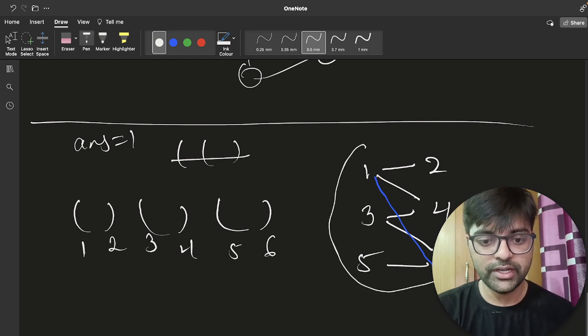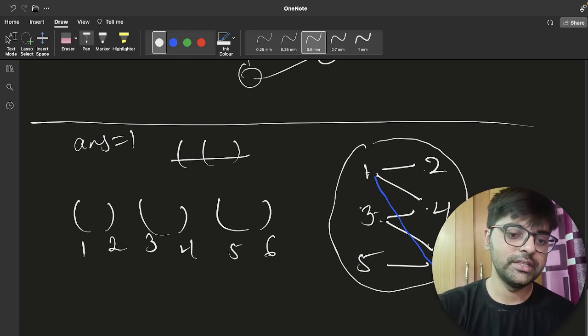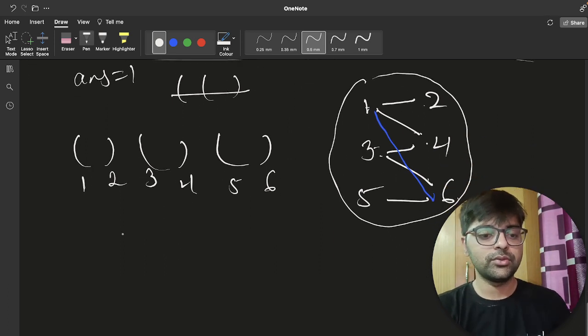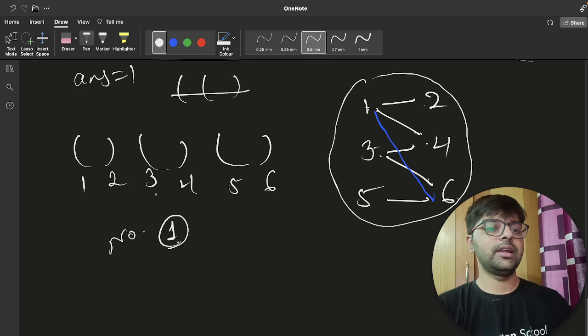So here, can you find the number of connected components? 1 is connected to 2, 1 is connected to 4, 3 is connected to 4, 3 is connected to 6. So all are connected to each other by some path. So the number of connected components here is 1, right?